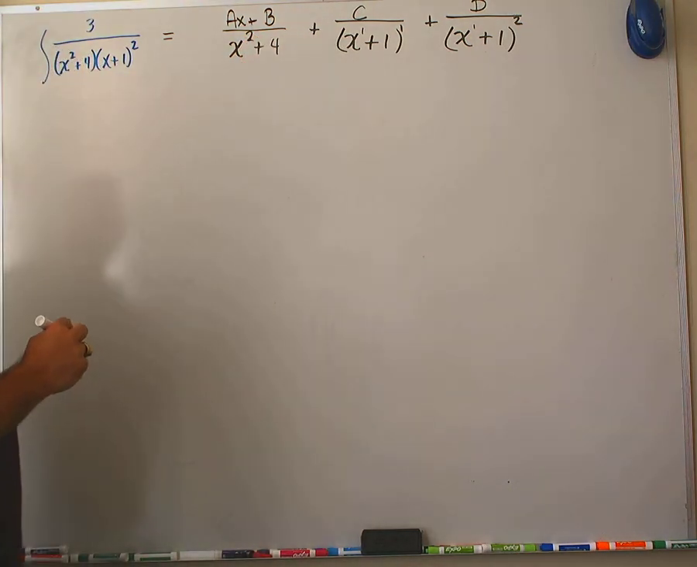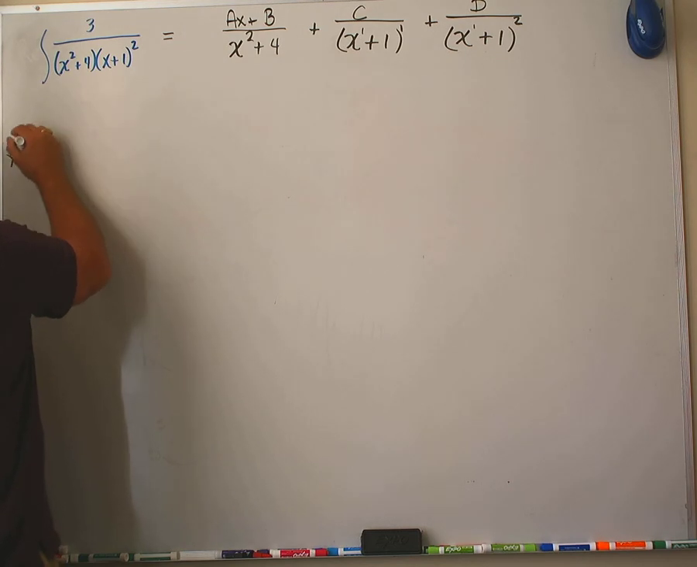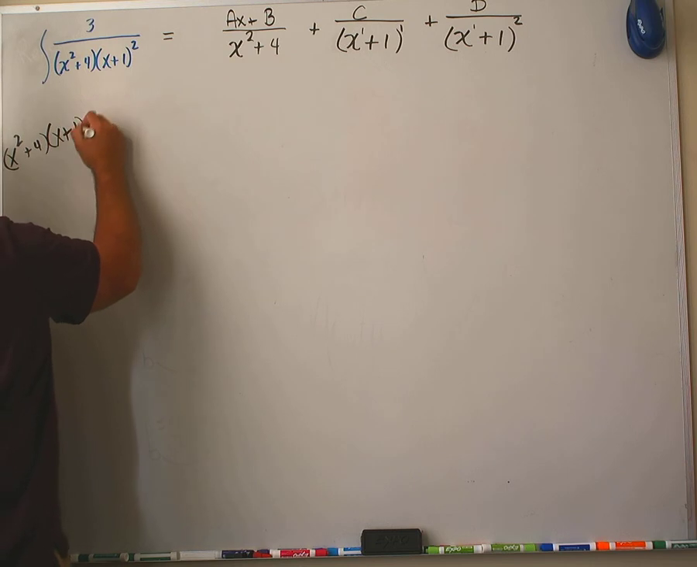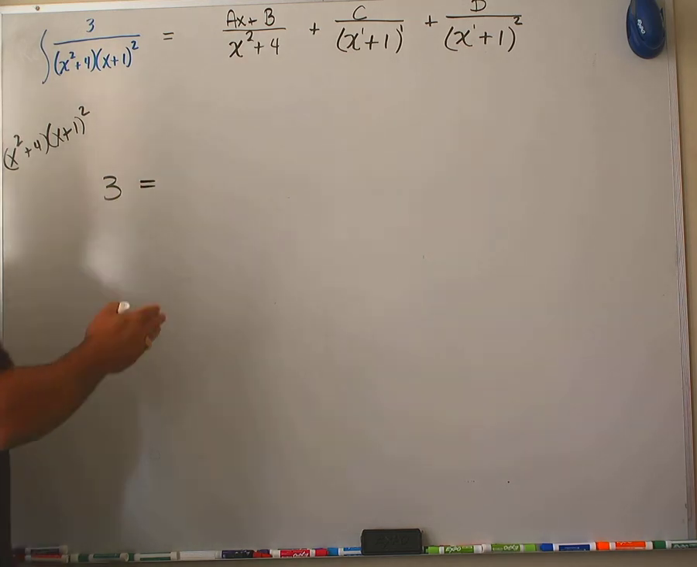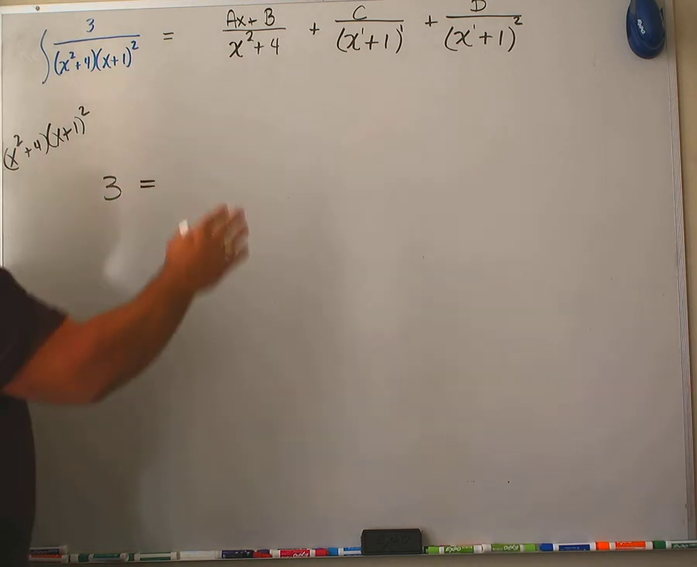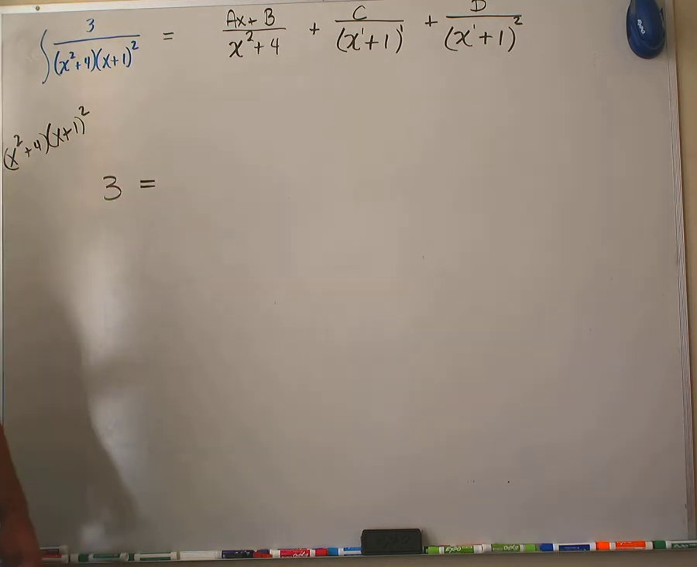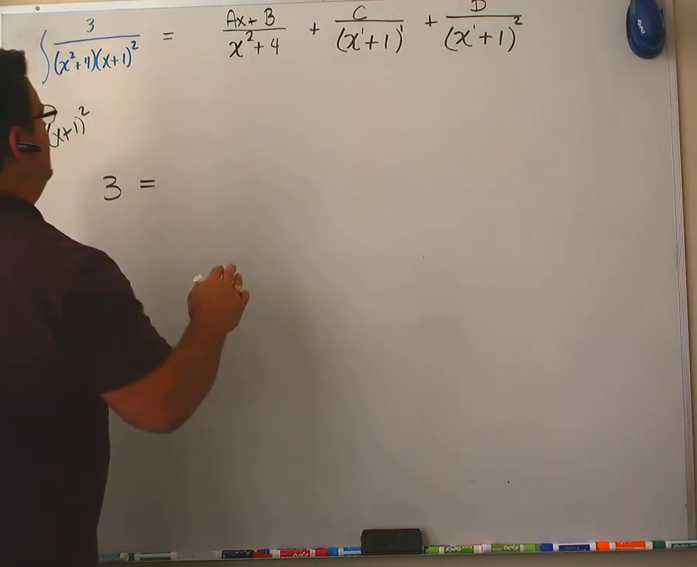So we've got it set up now. Let's multiply through by the common denominator. And when we multiply through by the common denominator, we multiply through by x squared plus 4 times x plus 1 quantity squared. That's going to leave us with 3 on the left side. Now remember, we still are integrating, but we're not putting the integral sign in front of everything because it's just extra work. So just remember that we are still in the integration part.